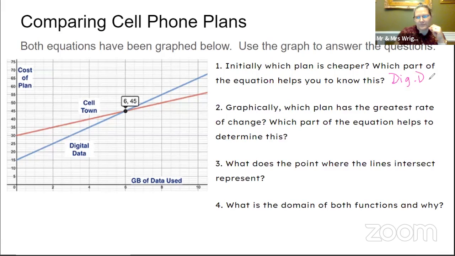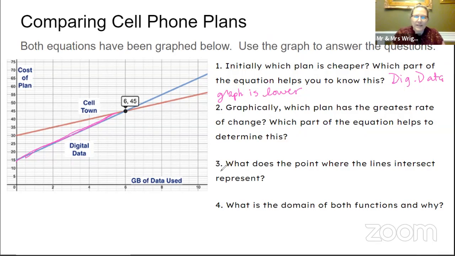How do I know this? Because it's this lower part, it's lower. This is a higher line. Since the cost of the plan is our y-axis, this is lower on the vertical axis. The numbers of the cost are lower for Digital Data. So the graph is lower is a decent enough answer for that.